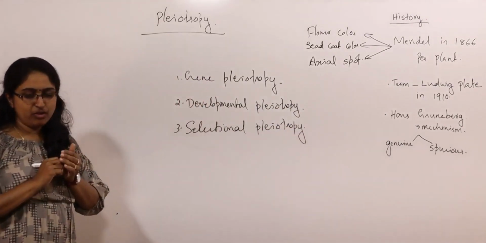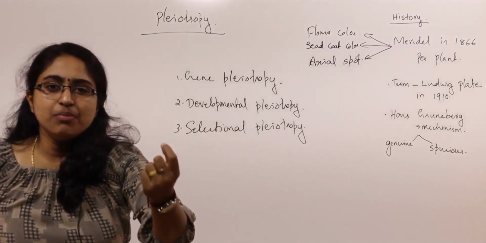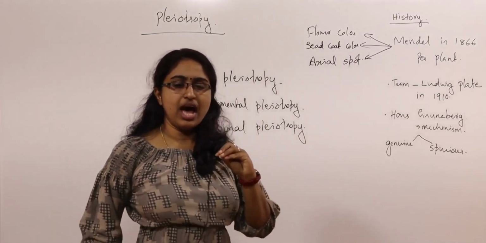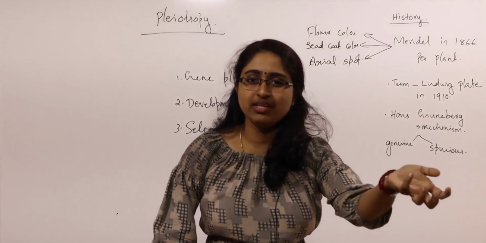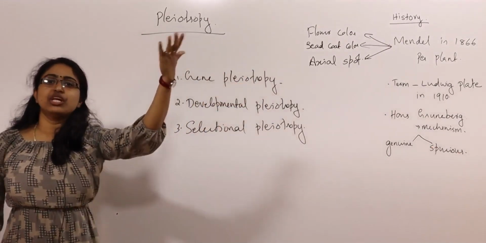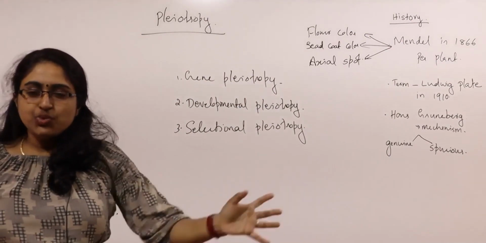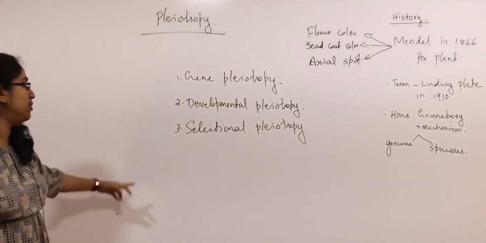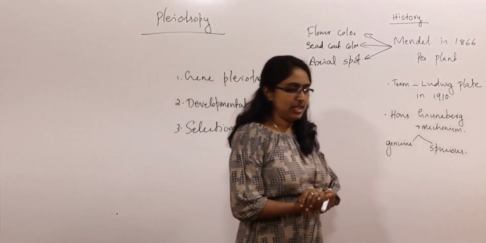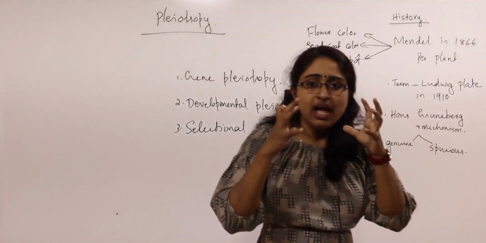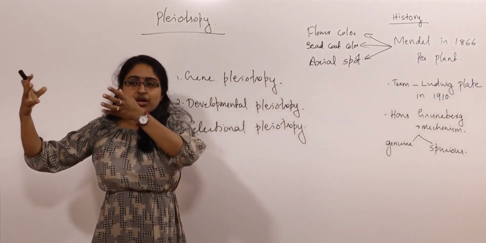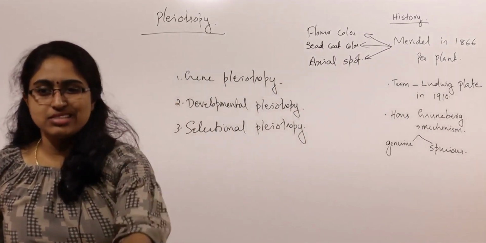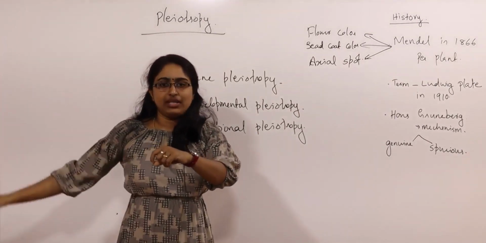Gene pleiotropy is where one gene product interacts with other gene products and results in a new phenotype, or this particular gene product interacts with several other gene products, and a mutation in that gene causes mutations in other pathways also. In that way it results in many phenotypes. That is known as gene pleiotropy. Developmental pleiotropy means a mutation in one gene results in an effect on the developmental pathway of the organism, where it acts on the developmental cascade. That's why it results in different phenotypes.